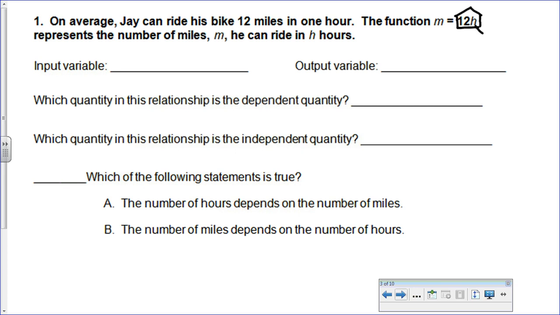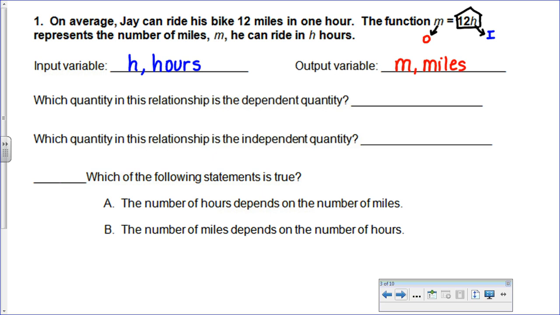If we label our variables, h is on the inside, so I'll label it I, which stands for input, independent. It's also the domain. M is on the outside of the house, so it is the output, which also means it's the y value, and it's the range. So our input variable is h, which stands for the number of hours he rides his bike. The output variable on the outside is m, which represents the number of miles.